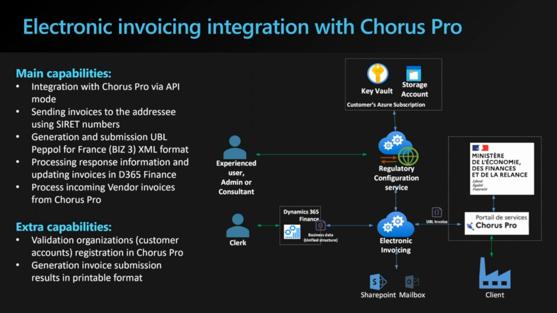Azure storage account is used to store all the generated files along the process of document interchange here. A similar process can be set up and configured for vendor invoice import to your ERP system. So there is not much difference. The only thing is that you will be able to receive a validated invoice, and this invoice will be pushed to a pending vendor invoice. That is actually all for electronic invoicing integration with Chorus Pro for France.